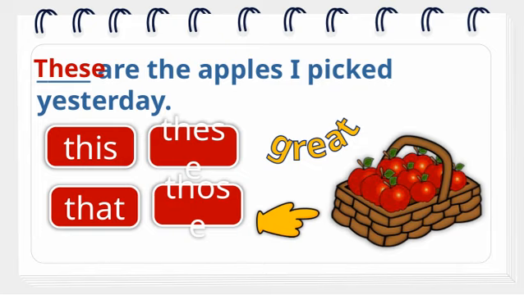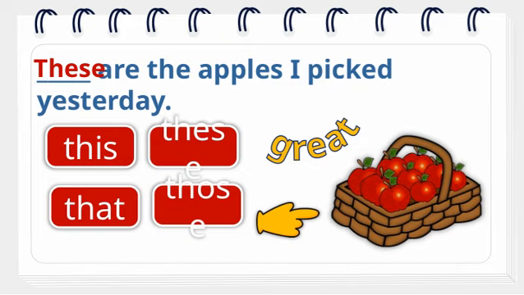That and this are also used to specify objects, but this typically points to something nearby or something I want to emphasize right now, while that refers to something a bit farther away or less immediate. In the sentence on the slide, I've left a blank space before "are the apples I picked yesterday." The idea here is that the correct demonstrative word should match the context.